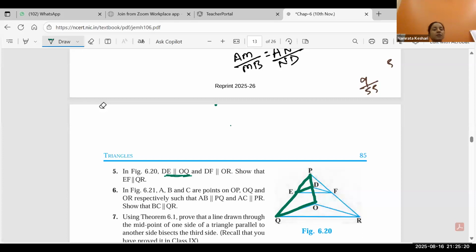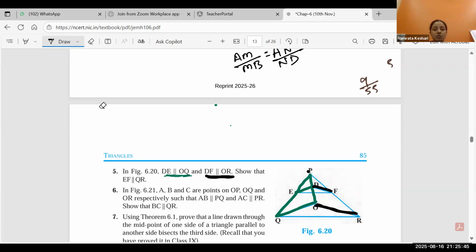Okay, it's very simple. Doesn't matter this figure looks like the 3D figure or 2D figure. No matter what it looks like, you just have to pick the triangle properly. Okay, this is the triangle. You will be able to write the ratio. And next triangle, ध्यान से देखो, DF is parallel to OR. DF OR. Triangle POR. ट्रायंगल POR.